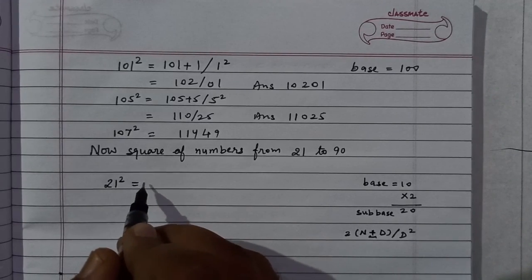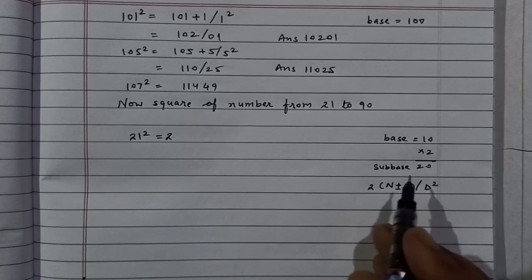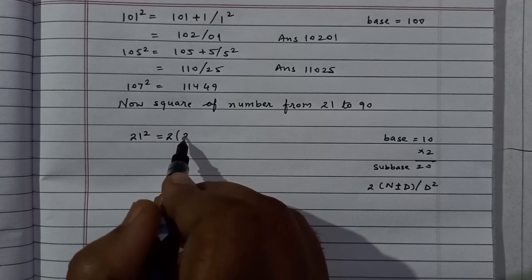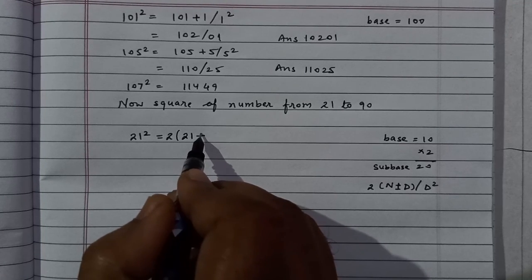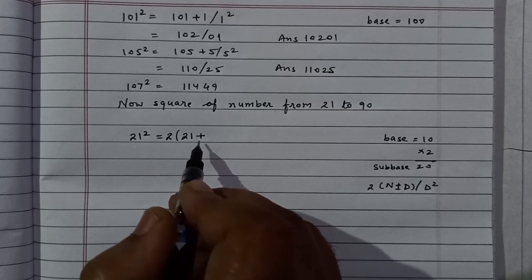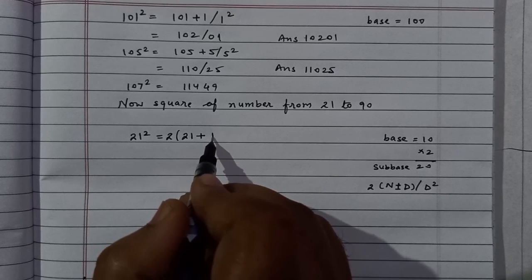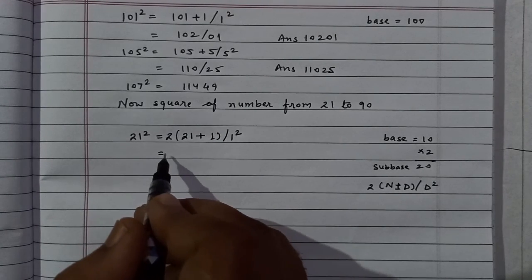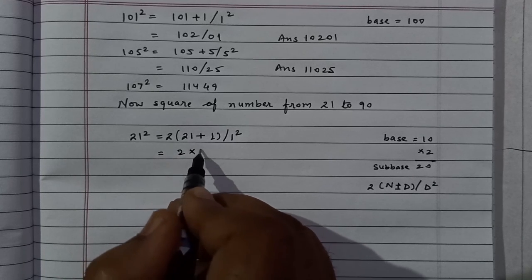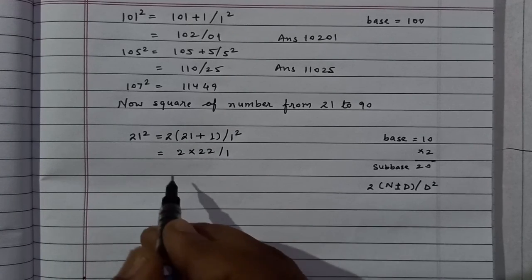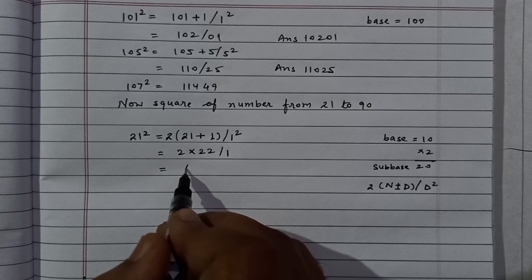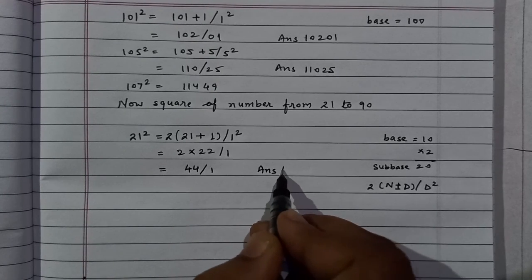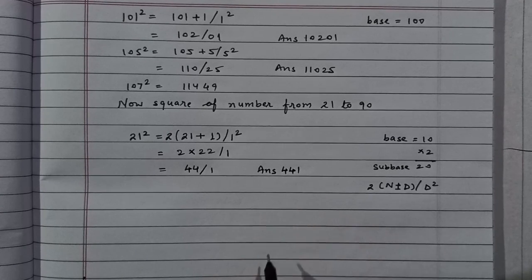21 square. The number is greater than the subbase, so 2 multiplied by number 21, and we use plus deviation 1 square. 2 into 22, 1 square is 1. 2 into 22 is 44, 1. Answer is 441.